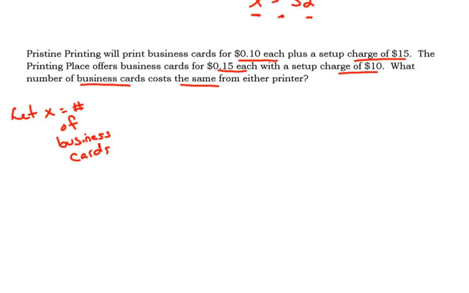Now the question says, what's the number of business cards that I have to get so that the cost will be the same from either printer? That means I want Pristine, whatever they're going to charge me, to equal whatever the printing place is going to charge me. The same being equal in math.